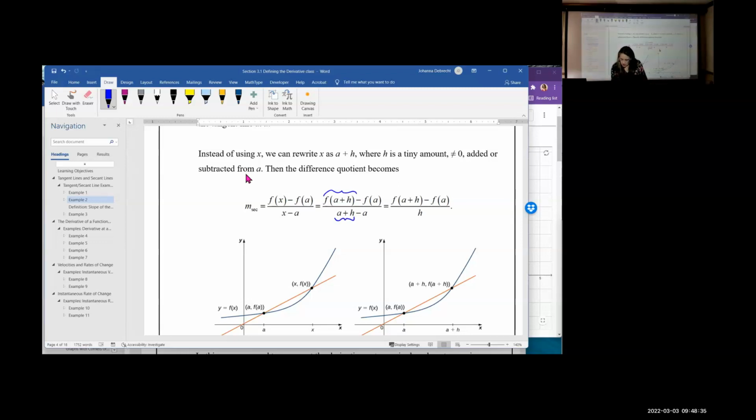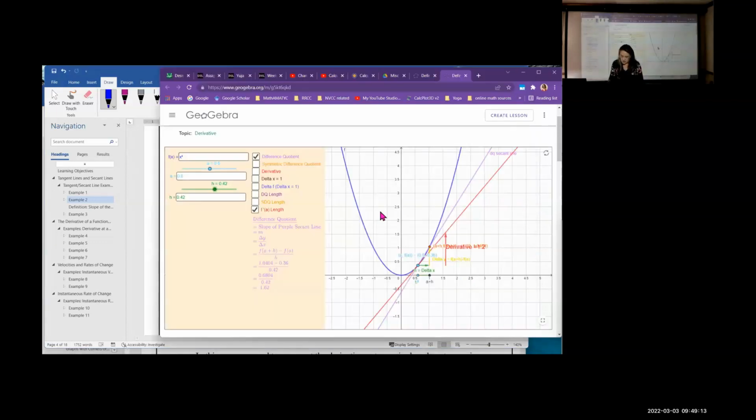And this is our change in the x variables. All right. But it turns out that a plus h minus a reduces to h. And this is the form of the difference quotient that you probably used when you studied Algebra 2. So this is called the difference quotient. And it's a very famous formula because it leads to the definition of the derivative when combined with the limit. So when we take the limit of the difference quotient as h gets smaller and smaller, we get the slope of the tangent line.